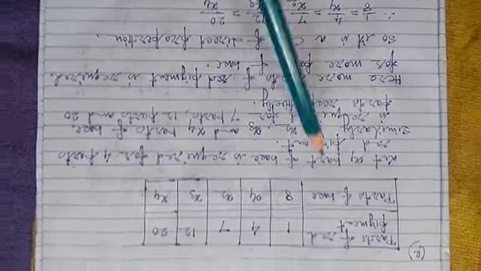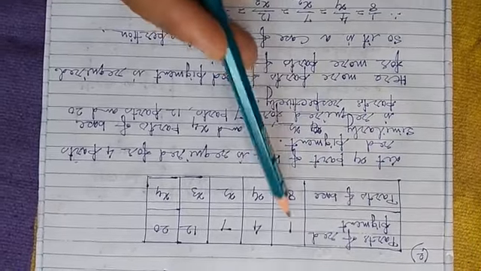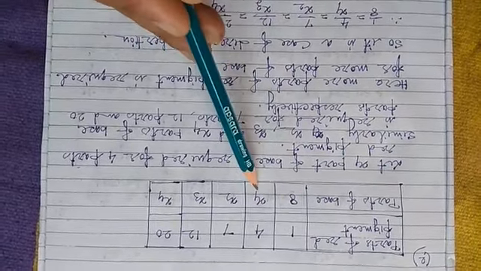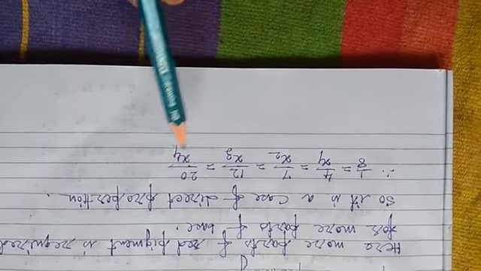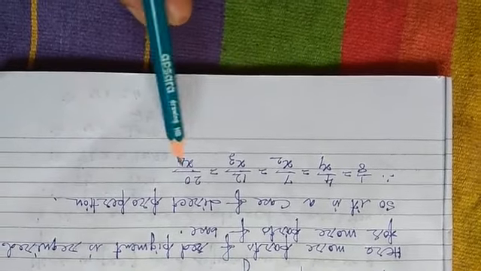Since these two variables are in direct proportion, therefore 1 by 8 equal to 4 by x1 equal to 7 by x2 equal to 12 by x3 equal to 20 by x4. So this is the relation. Now find the value of x1, x2, x3, x4. How to find?